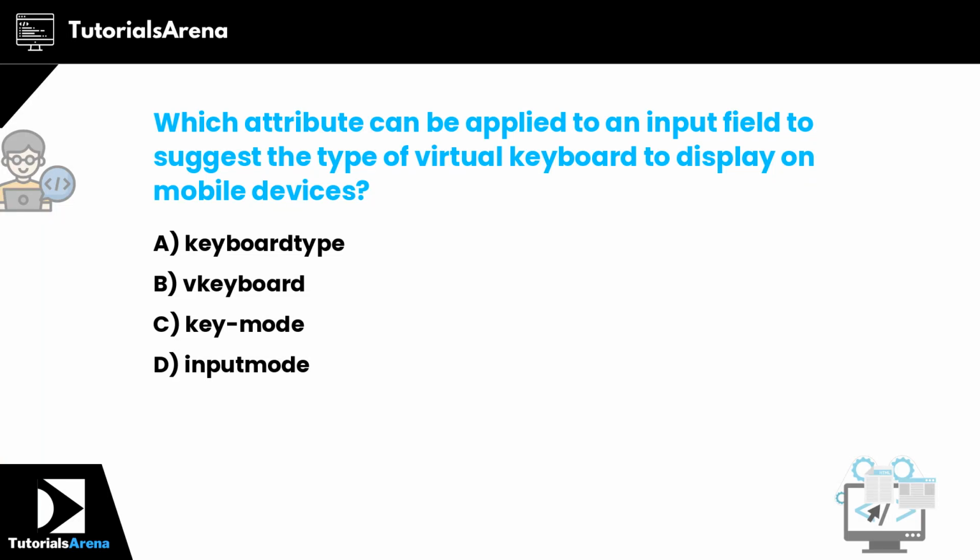Which attribute can be applied to an input field to suggest the type of virtual keyboard to display on mobile devices? The correct answer is option D, inputmode.